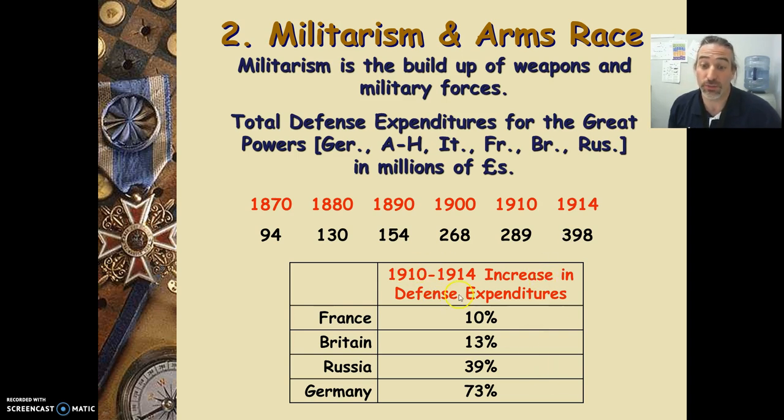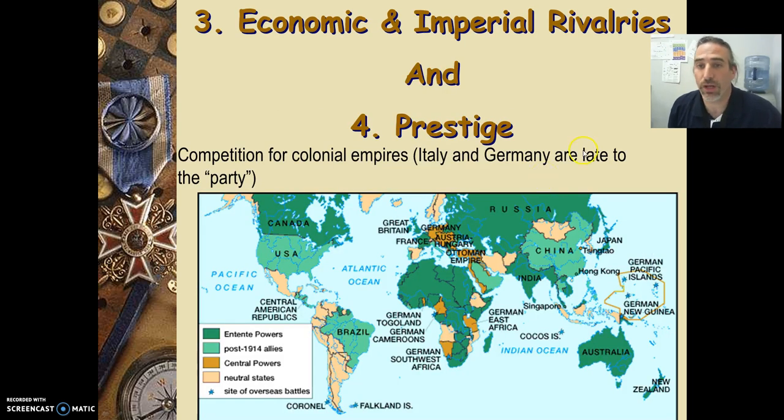Just in 4 years before the war, Germany increases its expenditure by 73%. These are large increases in the amount of guns and the size of their armies. And really, large armies in small areas just lead to war, because the only good purpose of having an army is to fight.